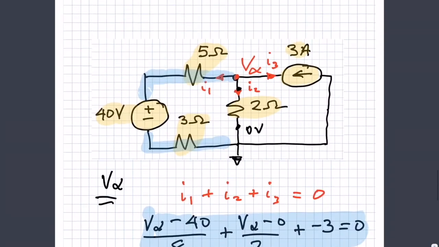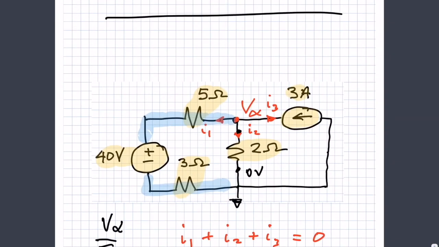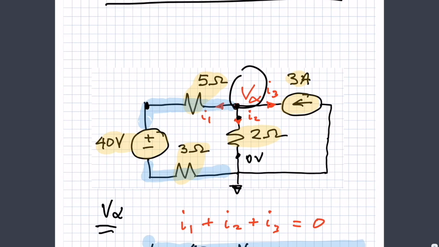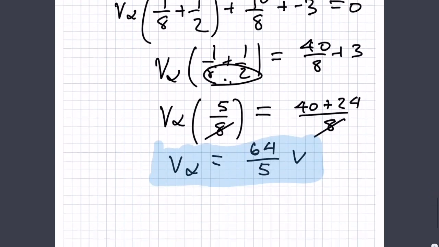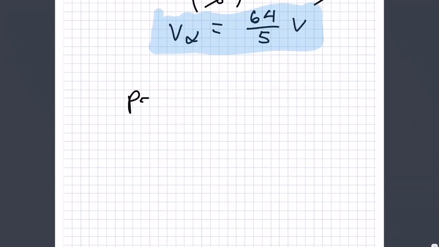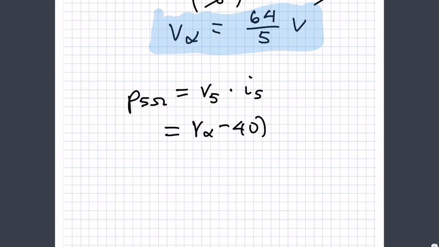Next, we go back and we look at this circuit. If we know V alpha, which we now do, then the voltage across the 5 ohm resistor is simply V alpha minus 40. Okay, and so once we know the voltage across it, we can find the current through it. All right, so let me write that down. The power for the 5 ohm resistor is the voltage across the 5 ohm resistor times the current through the 5 ohm resistor. We know the voltage is V alpha minus 40. And the current would be V alpha minus 40 divided by 5.